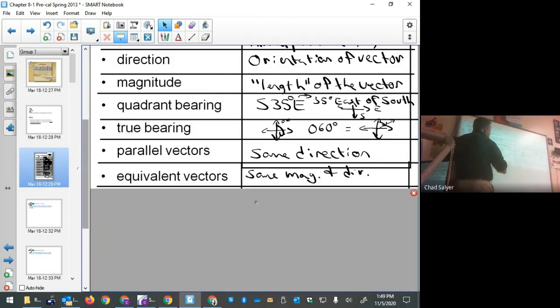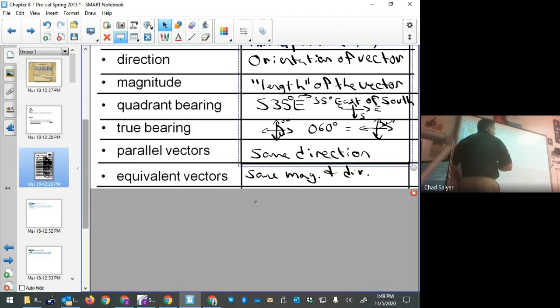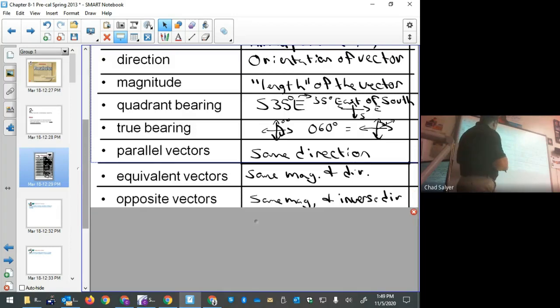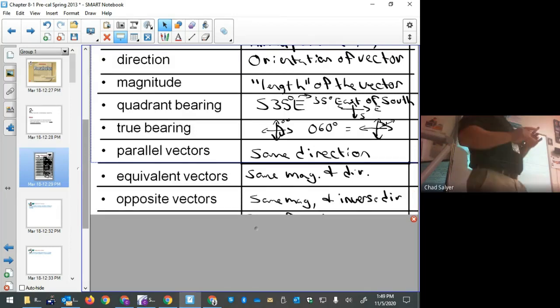Equivalent vectors have the same magnitude and direction. Opposite vectors have the same magnitude, but an inverse direction. In other words, the direction is opposite, 180 degrees different from the original. Those are called opposite vectors, and they cancel each other out.